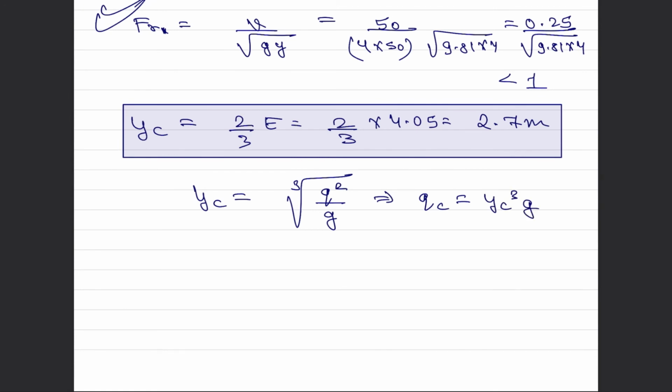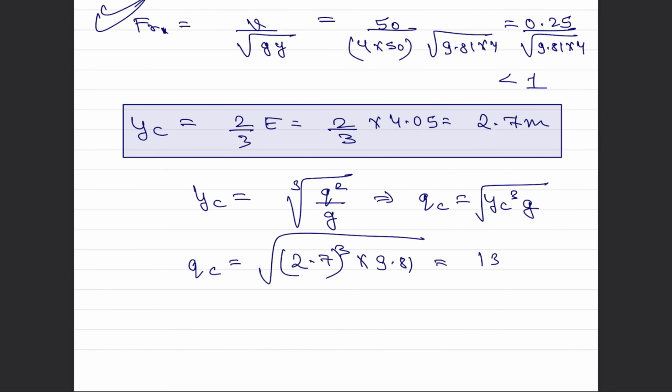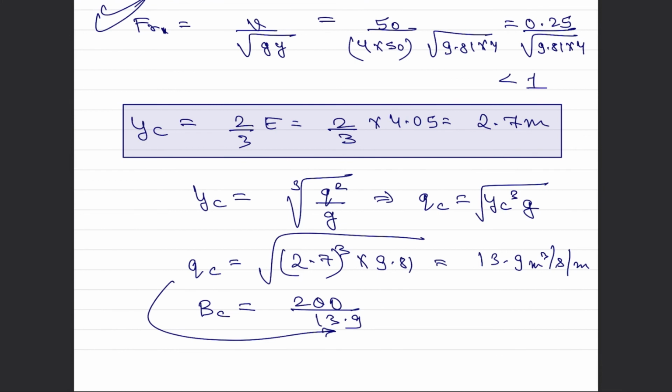So now our qc comes out to be 2.7 cube into 9.81, and its square root, because this is qc square. So this comes out to be 13.9 meter cube per second per meter. Now Bc, or the width of the section where we are constricting the channel, would come out to be Q divided by qc, that is 200 divided by 13.9, which happens to be 14.4 meter.